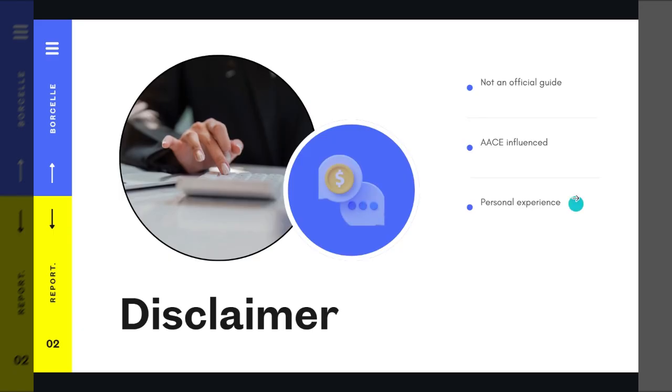First, disclaimer: this is not an official guide. This is heavily AACE influenced because the terminology that I'm going to present here is based on these books, such as the Total Cost Management, or the Skills and Knowledge, or the CCP Study Guide, or other recommended practices from this institution. Plus my personal experience, which was really useful at the time when I took the examination.